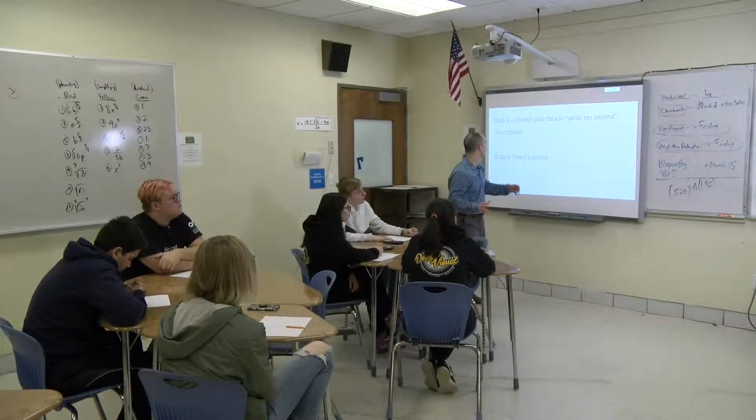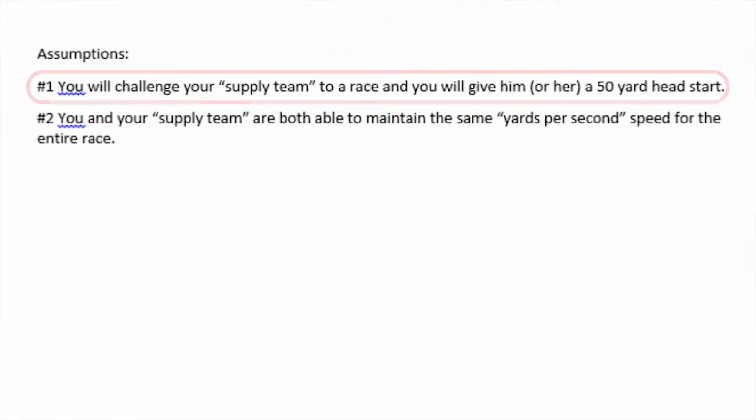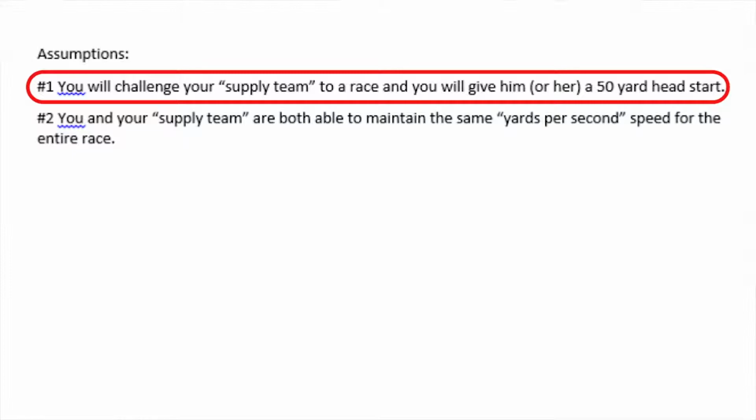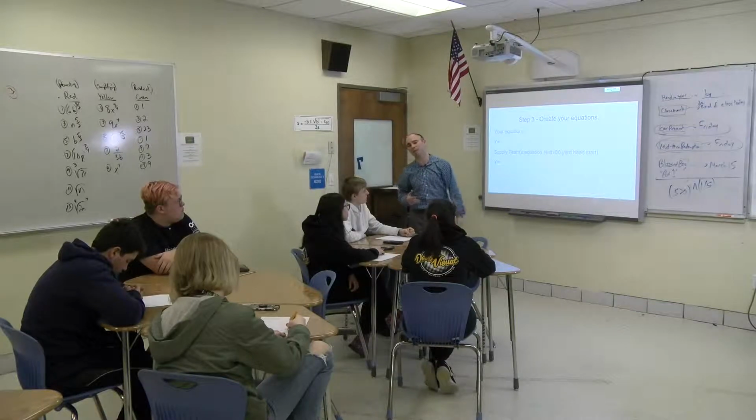So anyway, I talked a lot about this. Assumptions we're making here are that the supply team gets a 50-yard head start, and that you and the supply team maintain the same speed for the entire race. I know that's an assumption, but that's an assumption that we're making. So now we're going to come up with our equations.